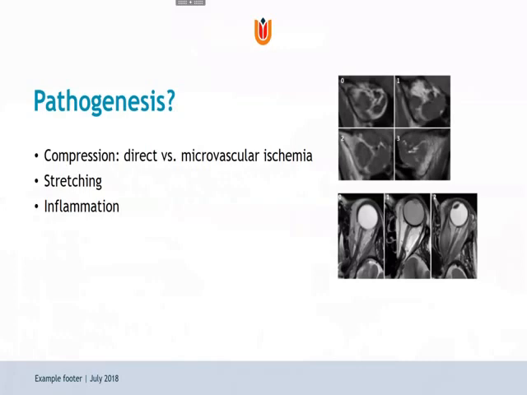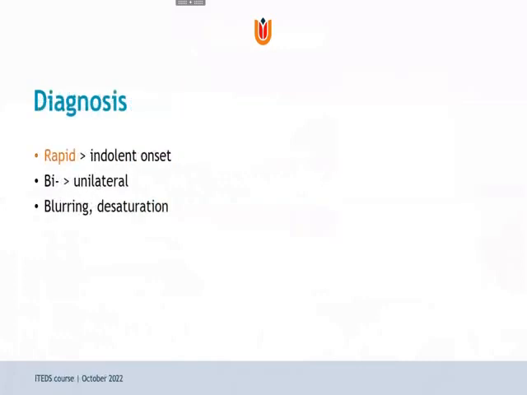Optic neuritis due to neighboring inflammation has also been suggested, although histologic examination of optic nerves of DON patients did not reveal any inflammatory infiltration. So patients with DON usually have a rapid onset of complaints. They occur mostly bilaterally, and they complain of blurring of vision and desaturation of colors.